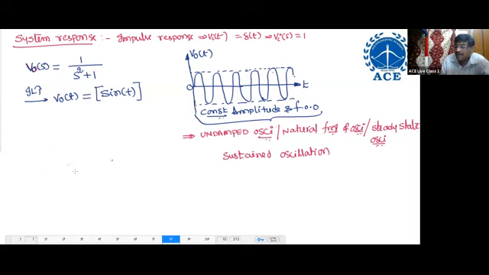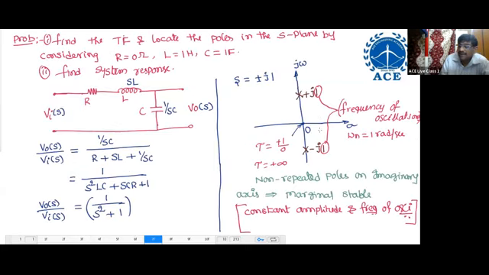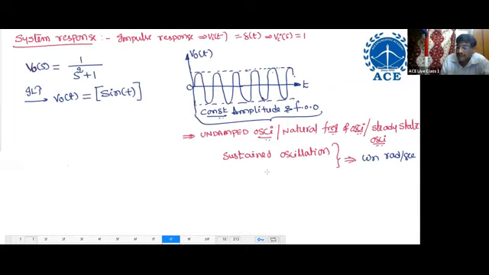All are denoted by the letter omega n, in radians per second. What is omega n here? Since the poles are imaginary, the imaginary part is omega n only. It is the natural frequency, omega n. So omega n equals 1 radian per second. That's all.